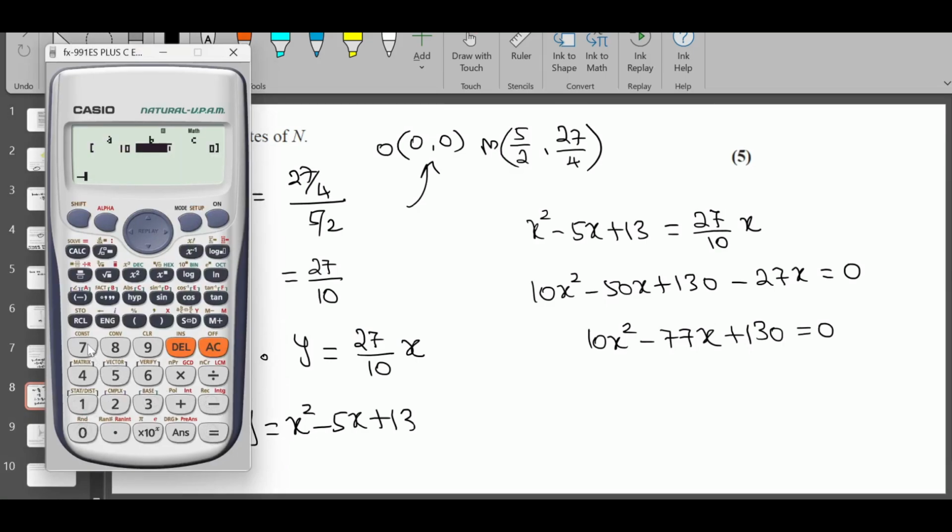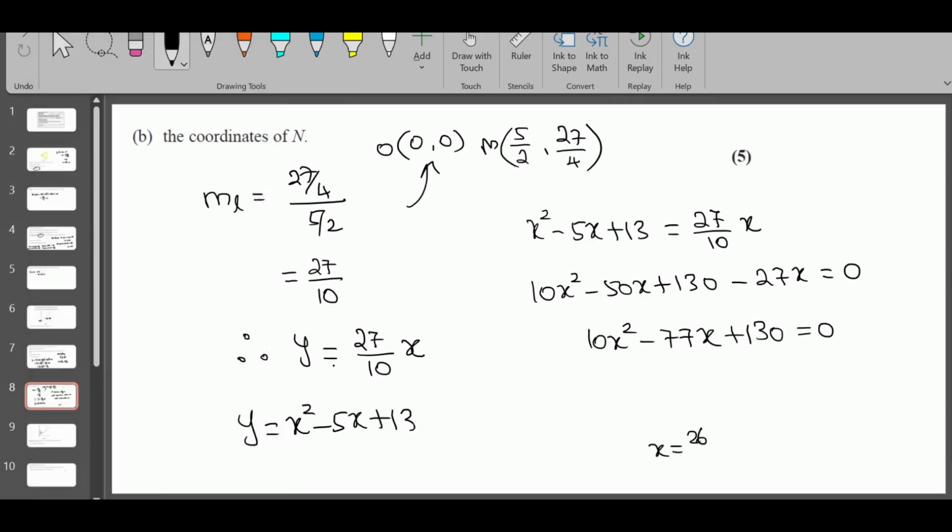10, minus 77, 130. 26 over 5, 5 over 2. Okay, 26 over 5, 5 over 2, but you need to write it as a factor, otherwise you will lose marks. 5x minus 26, 2x minus 5 is 0. We got two values of x. What does that mean? The line intersects the curve at 2 points with x coordinate these two, but we already know the x coordinate 5 by 2 belongs to this point M.